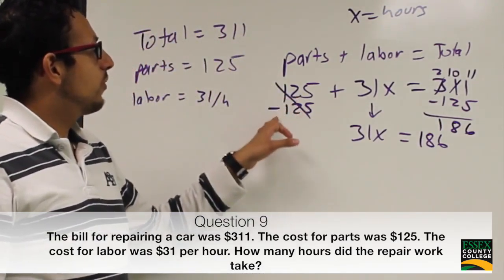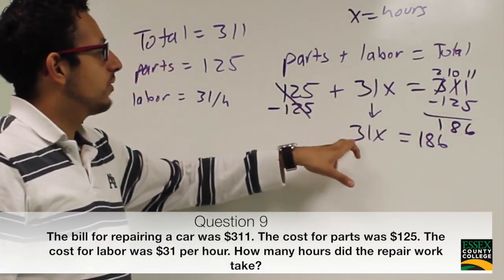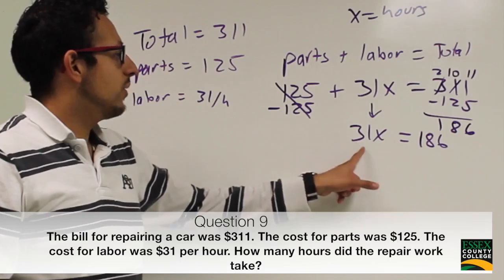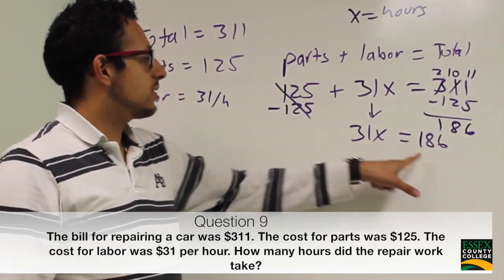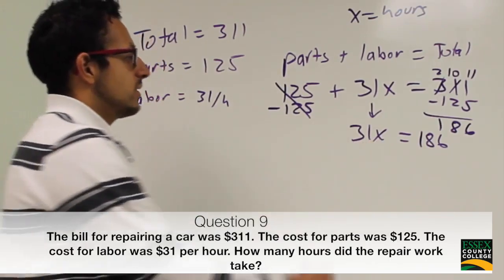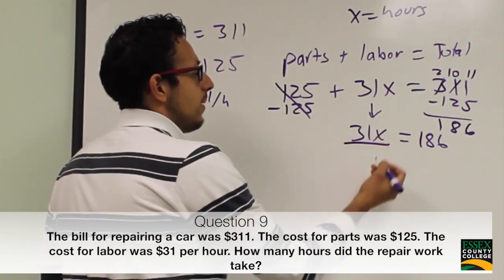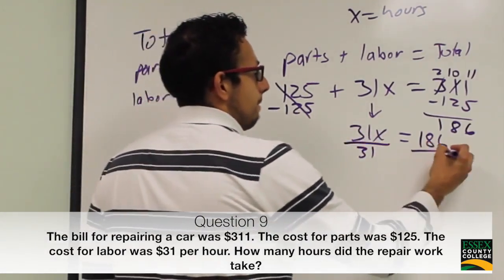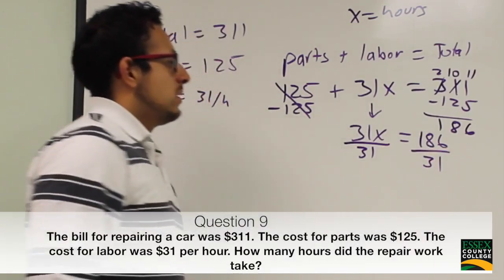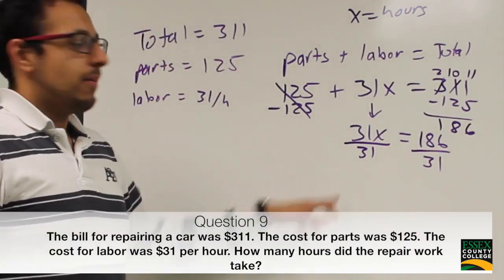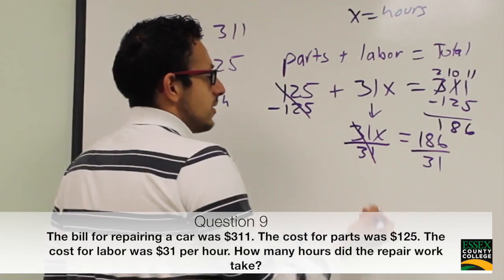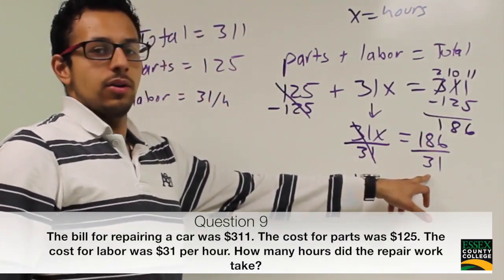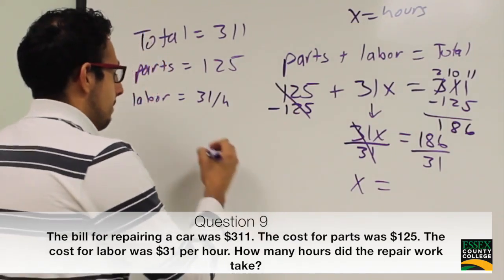So once we moved over 125 to the other side, we're left with 31x is equal to 186. So to solve for x, since this is multiplication, we just do the opposite. We're going to divide by 31 on both sides. So here 31 divided by 31 is just 1, so this cancels out. We're left with x is equal to 186 divided by 31. So we have to do the division.